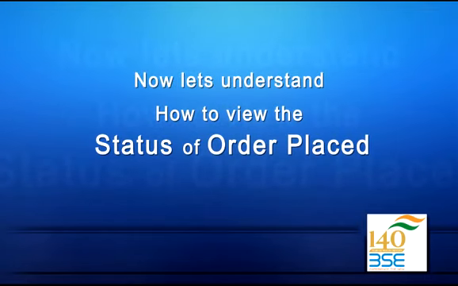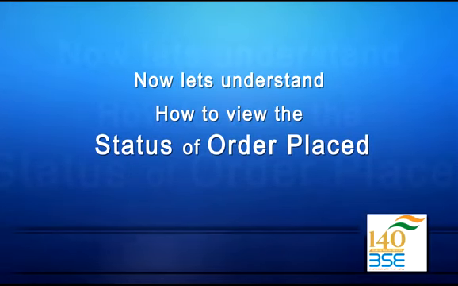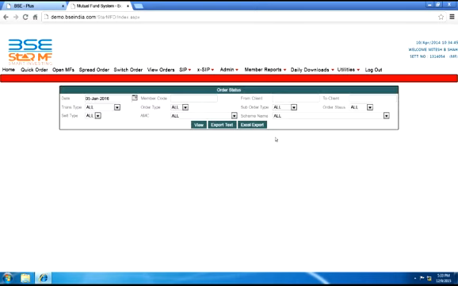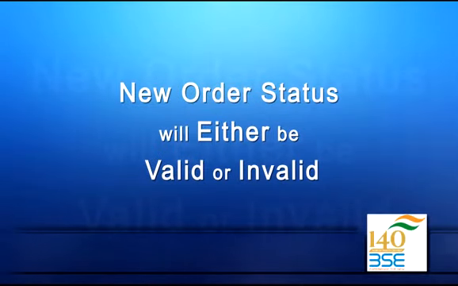Now let's understand how to view the status of orders placed. For this, please select member reports and then click on new order status. Now you have reached the order status page where you have to fill in respective details as per the fields and then click on the view button to see the new order status. You can export a text or Excel file for your record. Note, new order status will either be valid or invalid.